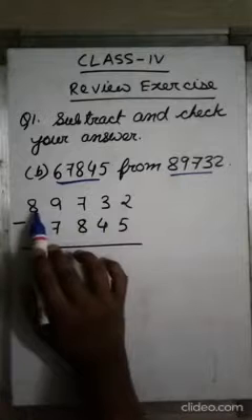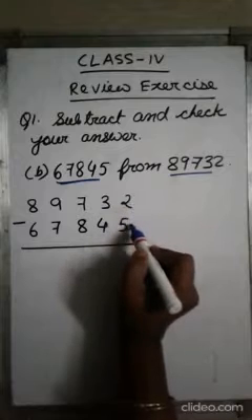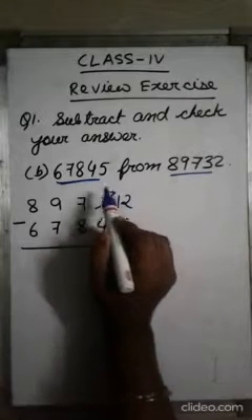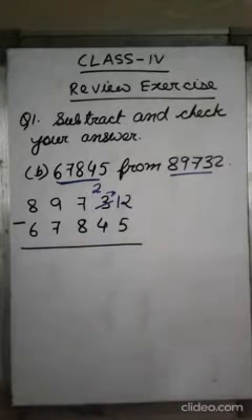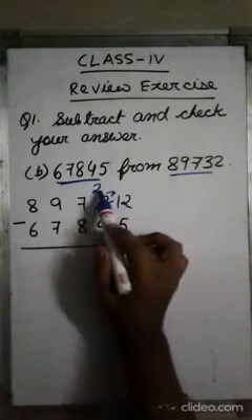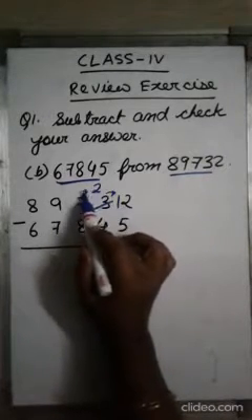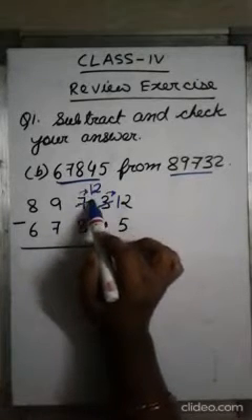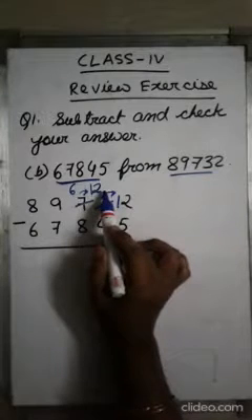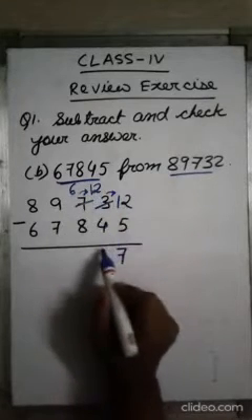So I shall subtract the number 67,845 from 89,732. 2 is less than 5, so you have to borrow 1. It is 12. After borrowing, it will be 2. 12 minus 5 is 7. Here it is 2 minus 4. Again 4 is greater than 2. You have to take 1 from 7. It will be 6. Now it is 12. After borrowing 1 from the neighboring digit, 12 minus 4 is 8.